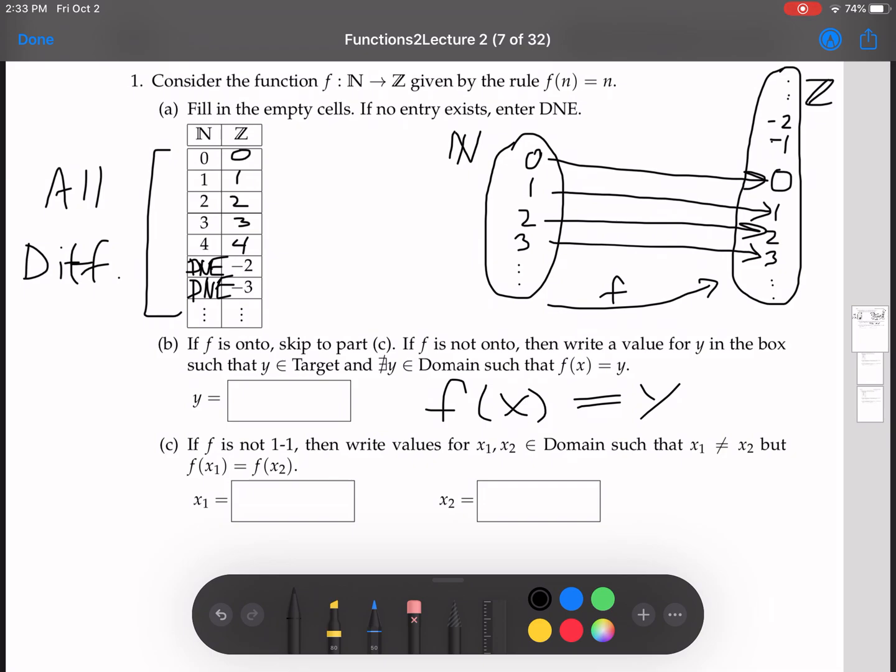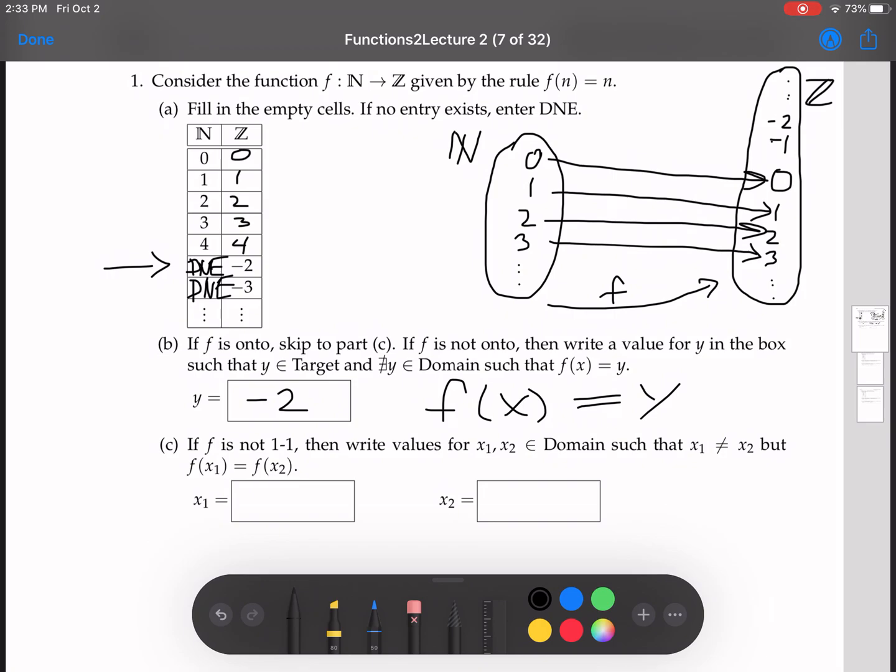if you have any values in that column that have a D and E in there, then that is your answer here. So you could pick -2 or -3, doesn't matter. I'll choose -2.